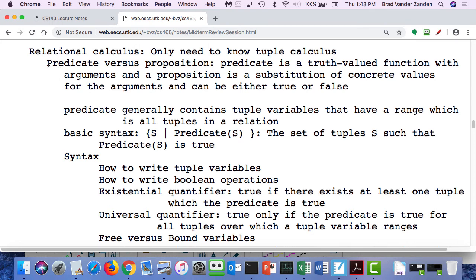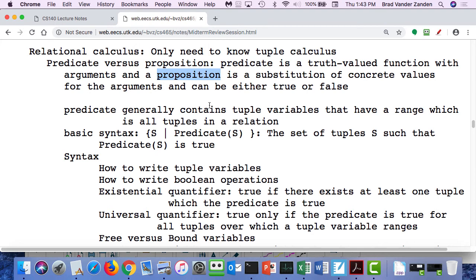And so remember, a query is a predicate. So it's a truth-valued function, and we apply that predicate to every tuple in a relation. When we plug in a tuple, we get what is called a proposition. So a proposition is a predicate filled in with values. That proposition makes the predicate either true or false. In the relational calculus, if the tuple makes the predicate true, the tuple is included in the result.